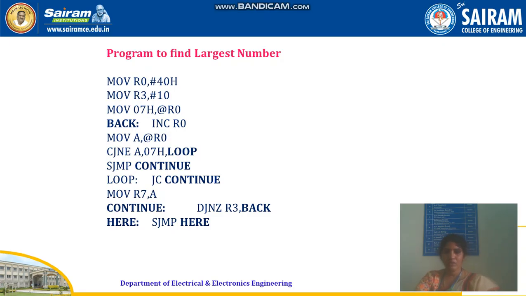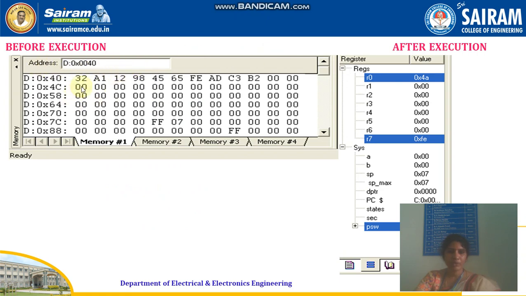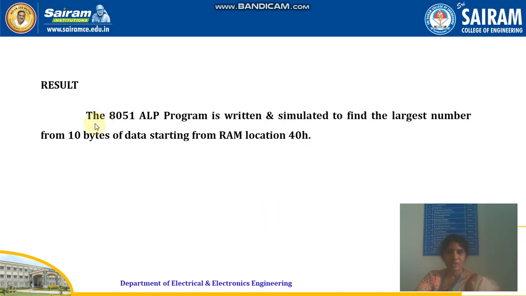Next one is before execution. Before execution, whatever numbers you are giving, whichever number is larger, here FE is larger. So FE will be stored in your R7 register. It is the screen representing the before execution, and it is your after execution screen. Thus your 8051 ALP program is written and simulated to find the largest number from 10 bytes of data starting from the memory location 40H.